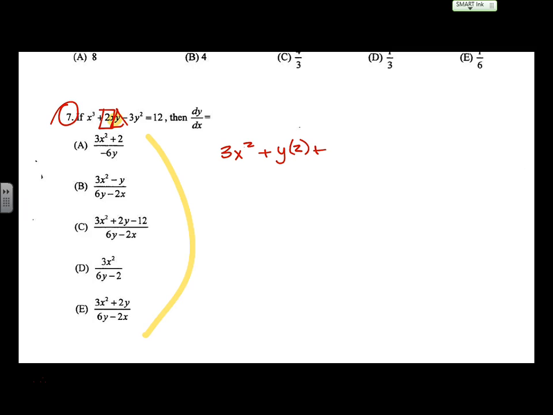Product rule. Second d first plus first d second, which would be dy dx. Remember the derivative of y? You still have minus 3y squared, derivative of 6y. You have another dy dx equals 12. There are multiple ways you could simplify it. Equals 0.